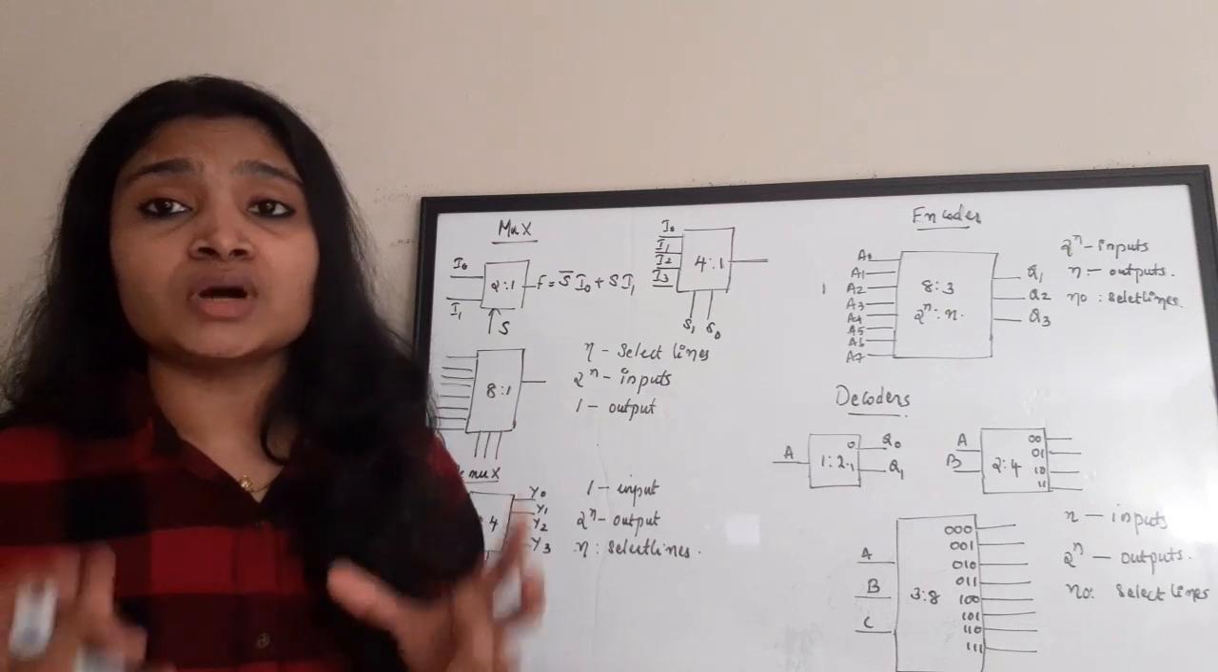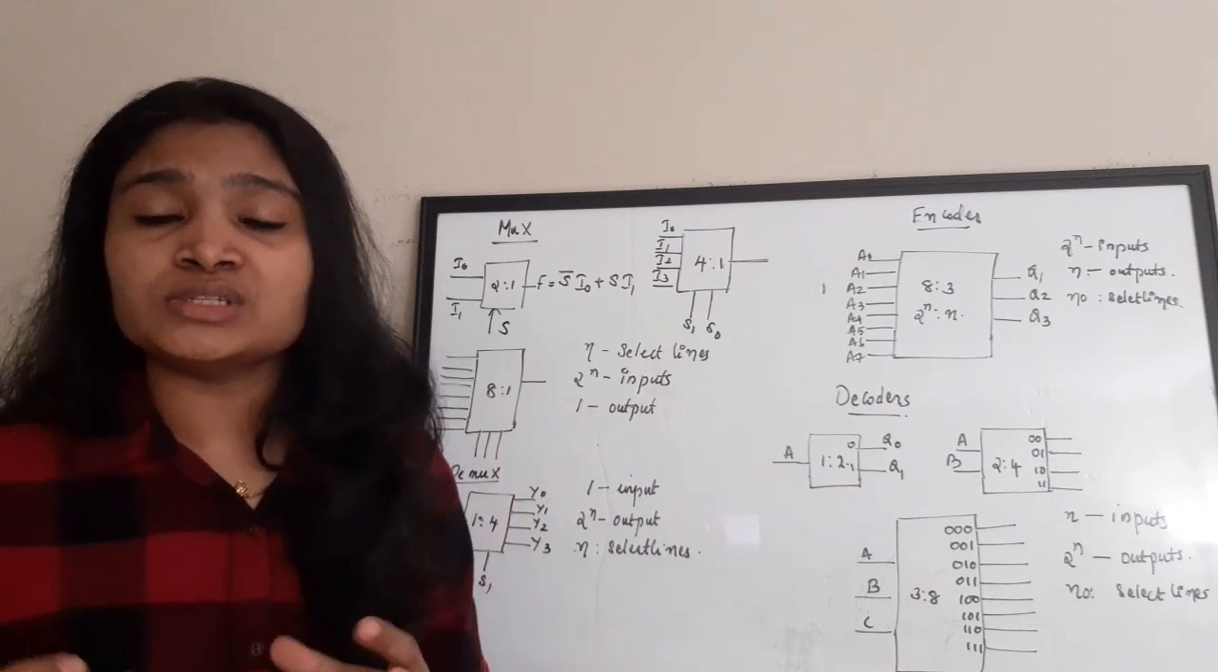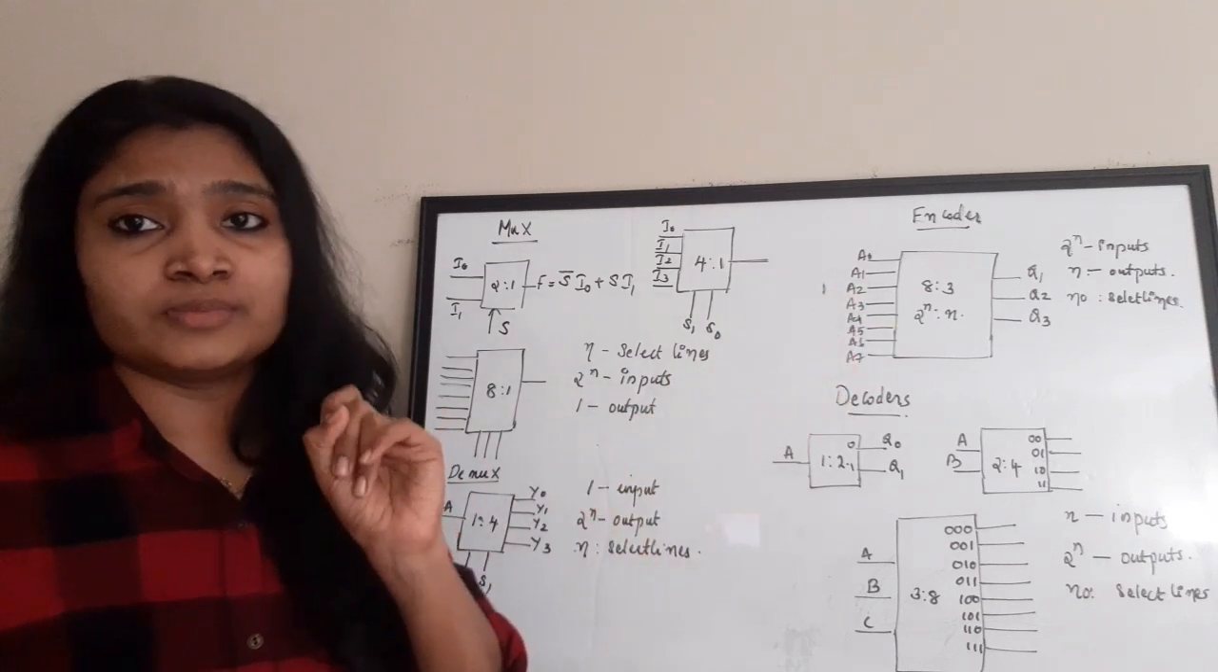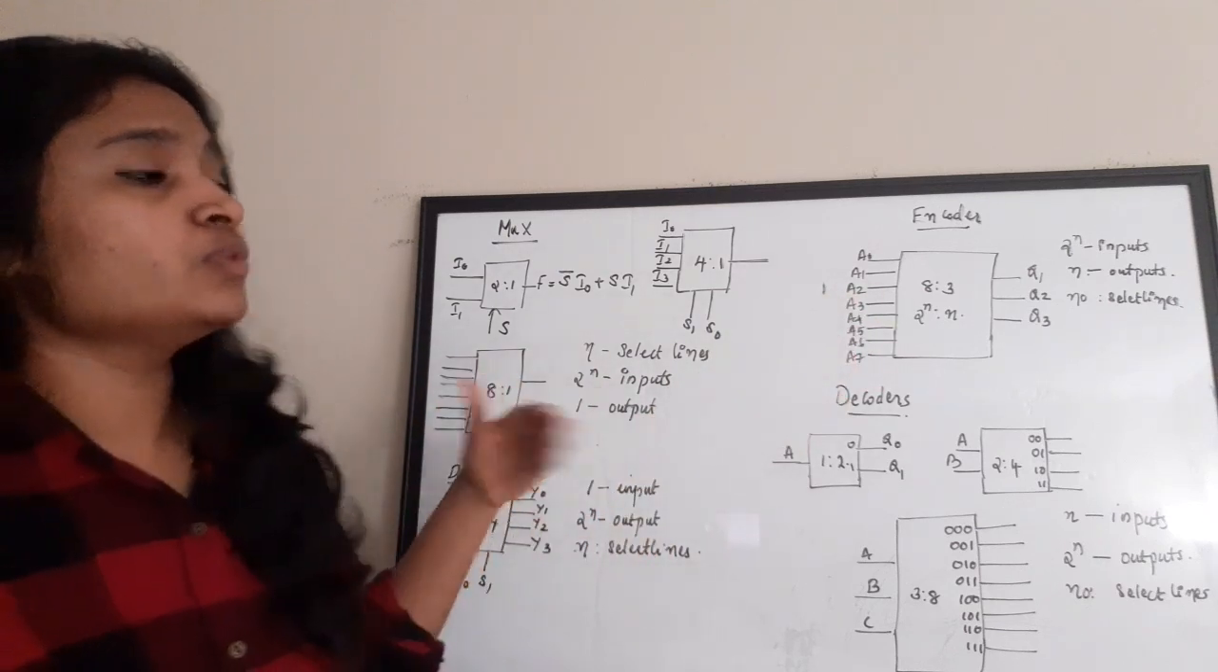So you need to produce a what? A code corresponding to a 1 in line A2. That is, input line A2 is having a 1, so you have to produce a code for that. Okay, so how would you produce it?